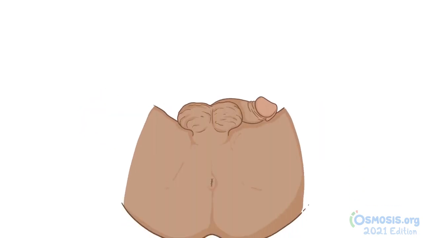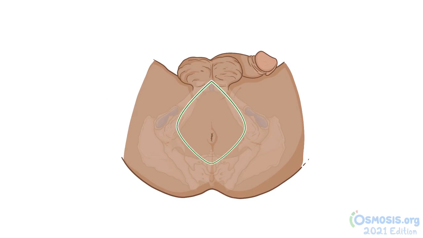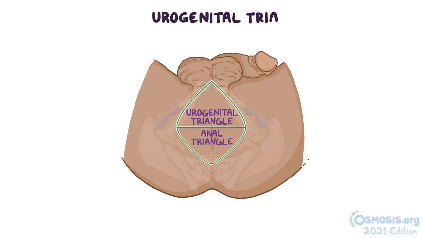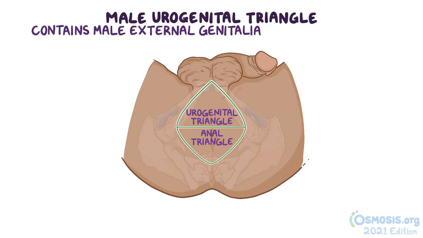The diamond-shaped perineum is divided into two triangles, the urogenital triangle anteriorly and the anal triangle posteriorly. The urogenital triangle differs between males and females. In males, it contains male external genitalia and the perineal muscles.